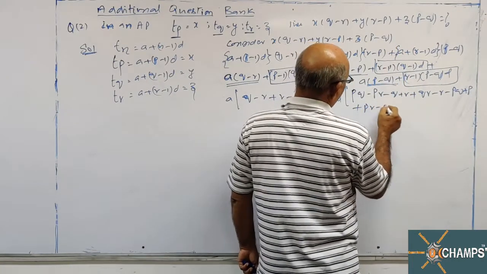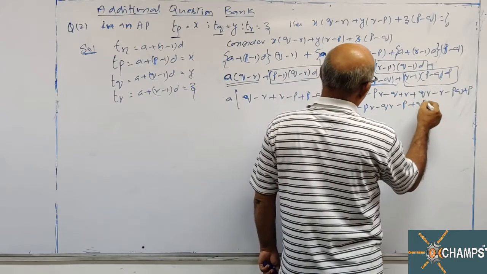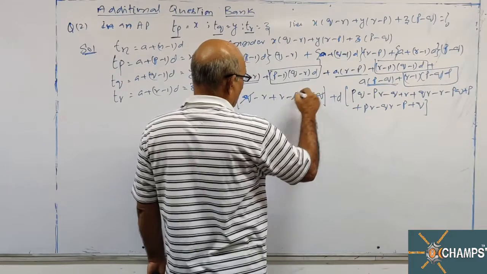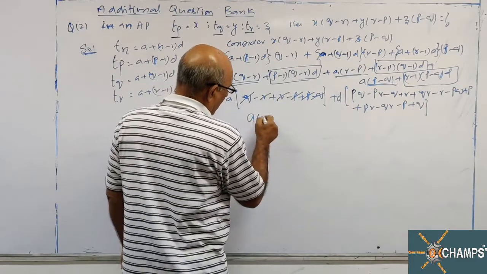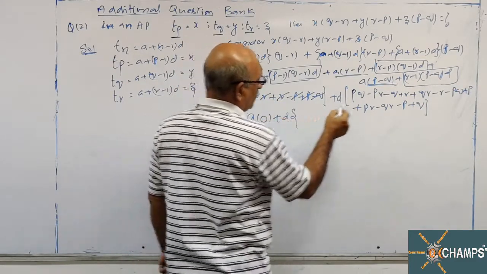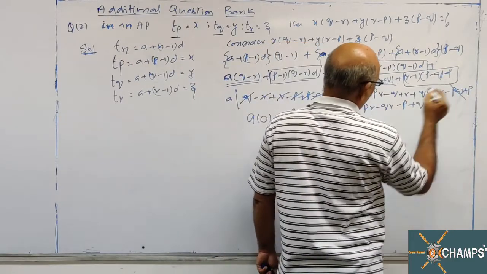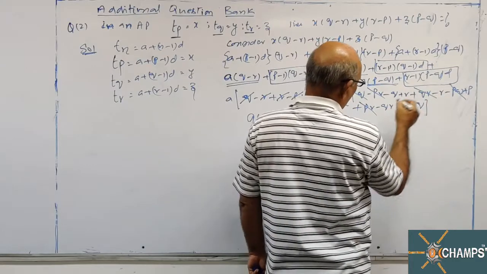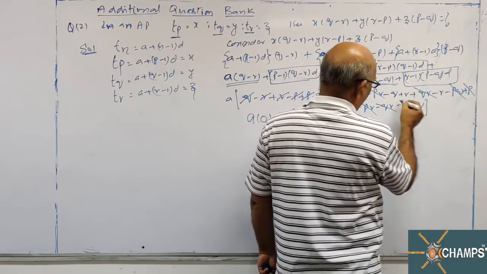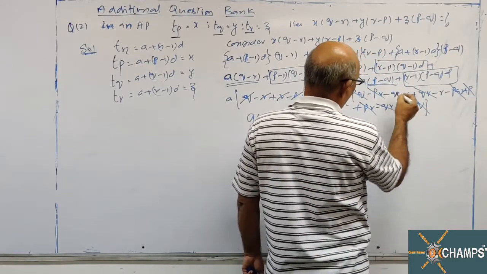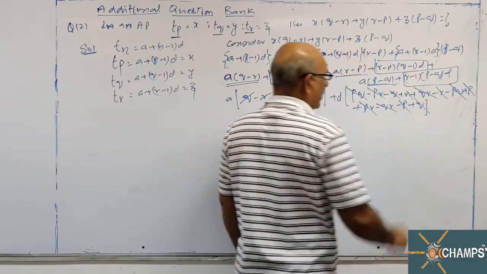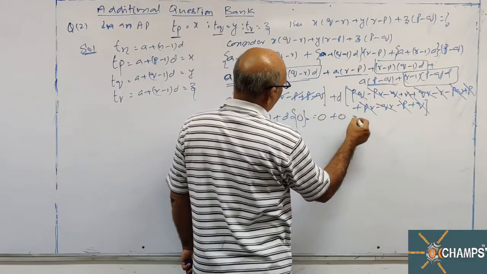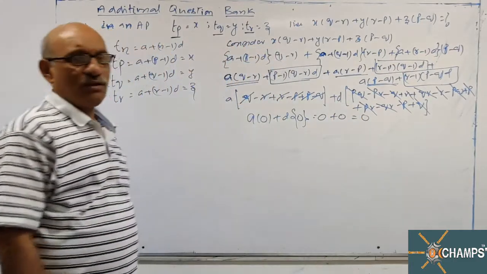Plus PR minus QR minus P plus Q, minus Q plus Q cancel, minus P plus P cancel, A into 0 plus D into plus PQ minus PQ cancel, plus PR minus PR cancel, plus QR minus QR cancel, plus P minus P cancel, plus Q minus Q cancel, plus R minus R cancel, D into 0. 0 plus 0, 0. Ultimately the answer is 0.